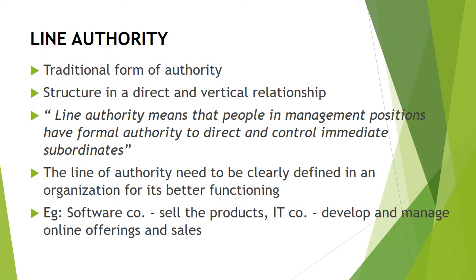The line of authority needs to be clearly defined in an organization. This is to ensure that the organization functions effectively and efficiently. For example, in software companies and IT companies, all the functions are clearly mentioned so that it ensures smooth functioning of the organization.